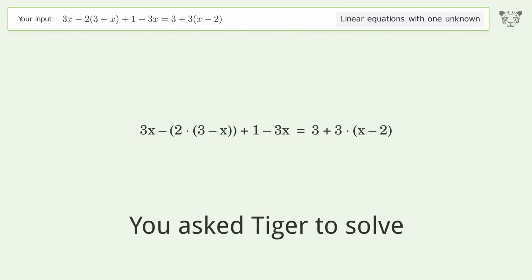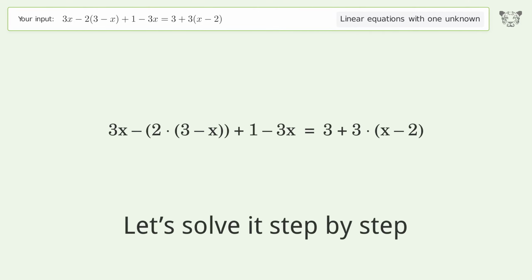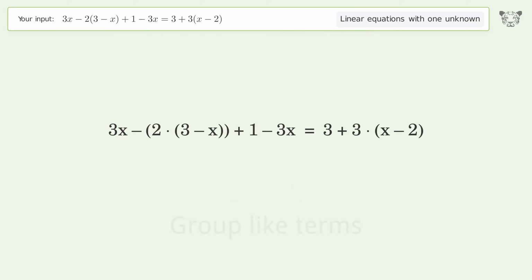You ask Tiger to solve. This deals with linear equations with one unknown. The final result is x equals -2. Let's solve it step by step. Simplify the expression. Group like terms.